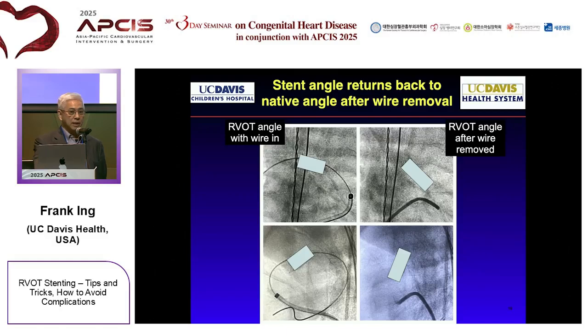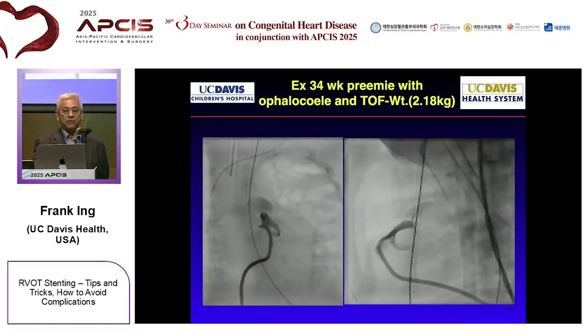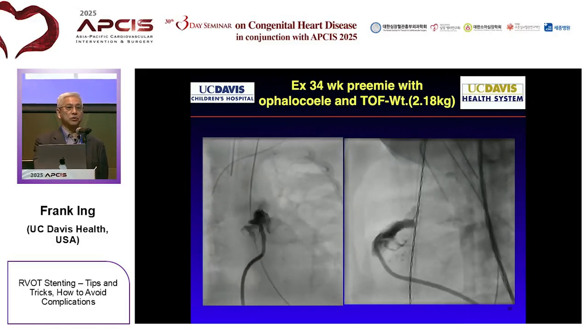See how the stents will tend to shift back to their native anatomy angle, and you've got to be careful that the outflow tract muscle bundle does not go underneath that stent, and then you're going to have to bring them back. So in fact, if you see that, you might as well just put another stent in.